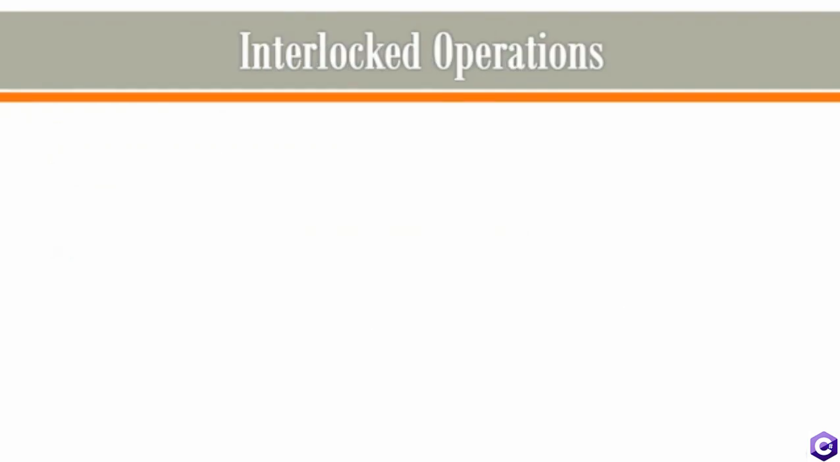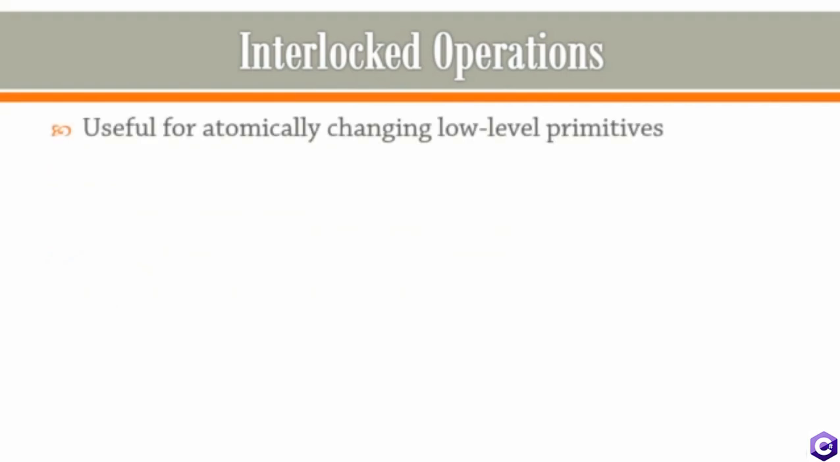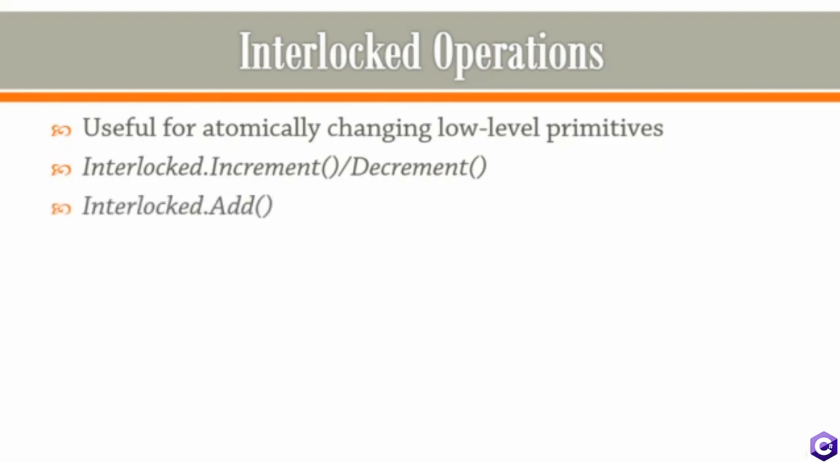Next up, we looked at some lock-free programming with interlocked operations. These are useful for atomically changing low-level primitives like integers. For example, we saw that there is Interlocked.Increment and Decrement for a counter type variable if you want one. There is Interlocked.Add, which we used for changing the bank account for depositing and withdrawing money, and then we looked at Exchange and CompareExchange.